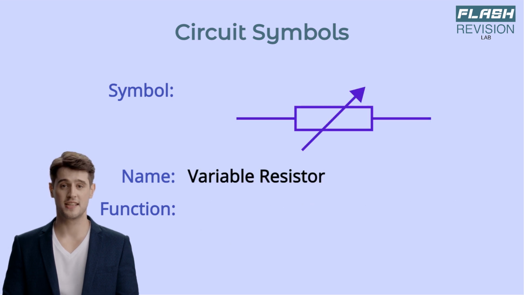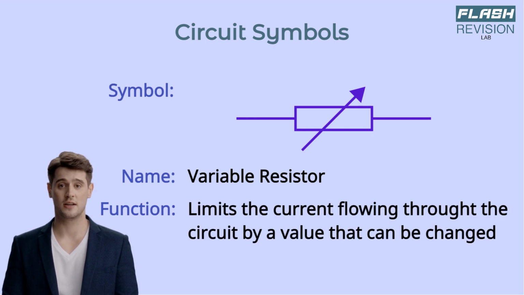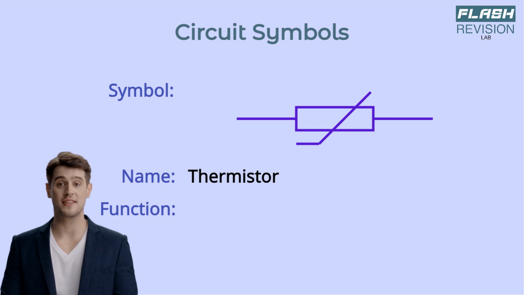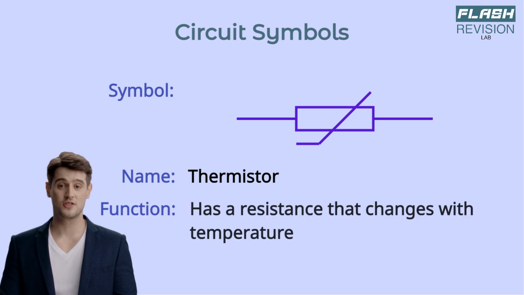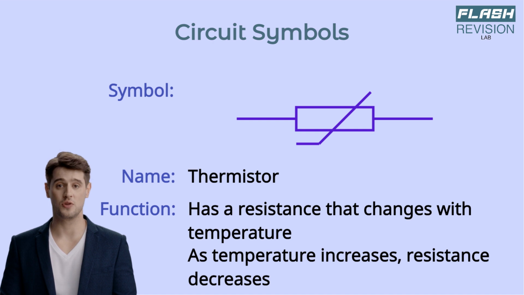A variable resistor, on the other hand, has an arrow symbol with a rectangle, and it allows you to change its resistance, which in turn means you can control the current in a circuit. You'll find these in dimmer switches and volume controls. A thermistor has a unique symbol that looks like a resistor with a hockey stick going through it. The resistance of a thermistor depends on temperature of the surroundings. As it heats up, its resistance decreases, and vice versa.